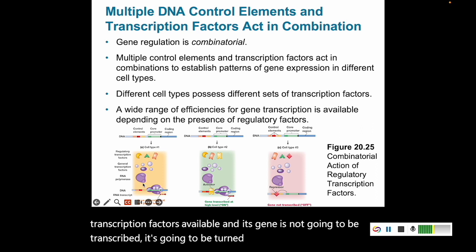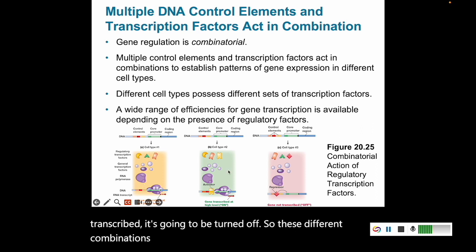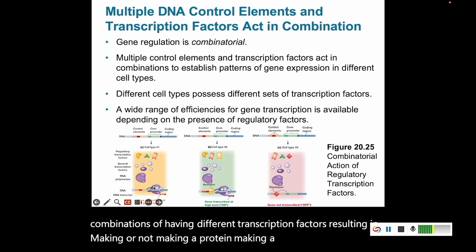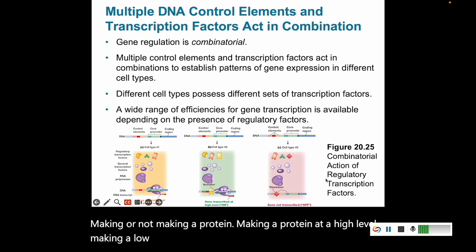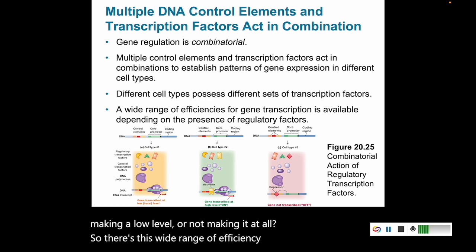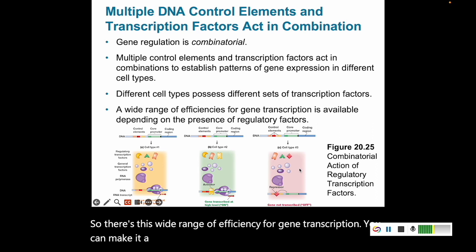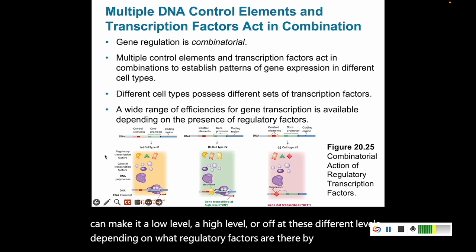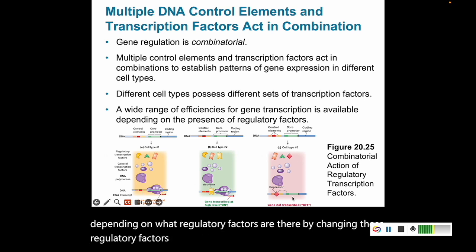So these different combinations of having different transcription factors result in making or not making a protein at a high level, making it at a low level, or not making it at all. So there's this wide range of efficiency for gene transcription. You can make it at a low level, a high level, or off, depending on what regulatory factors are there. By changing these regulatory factors, you change the regulation of that gene.